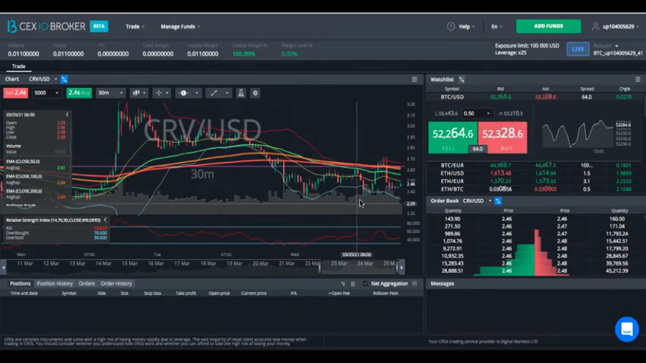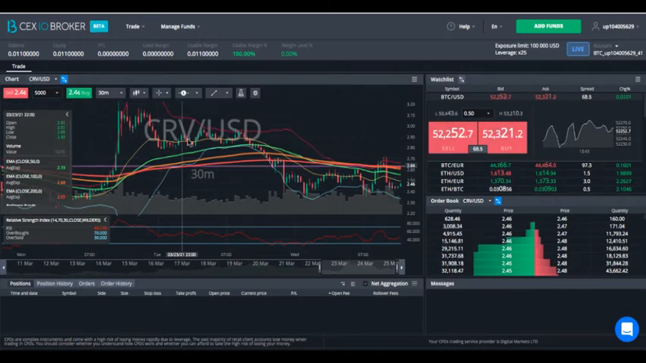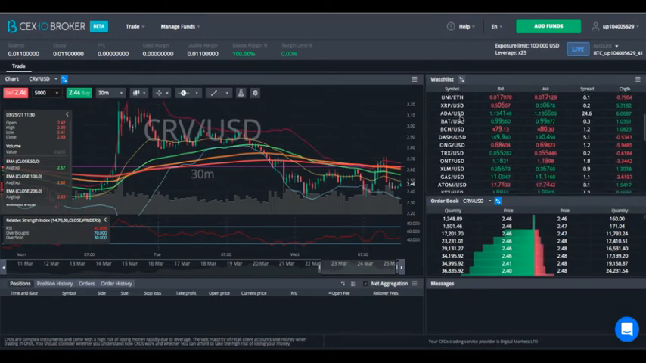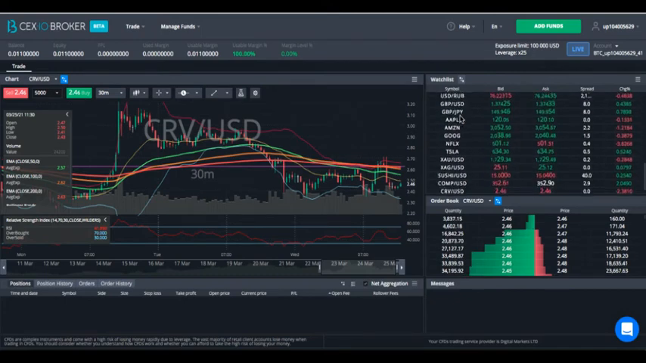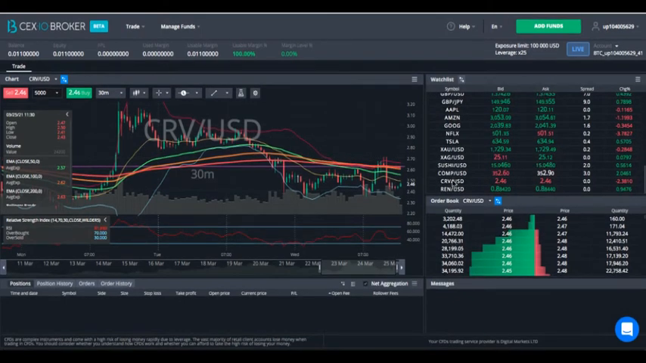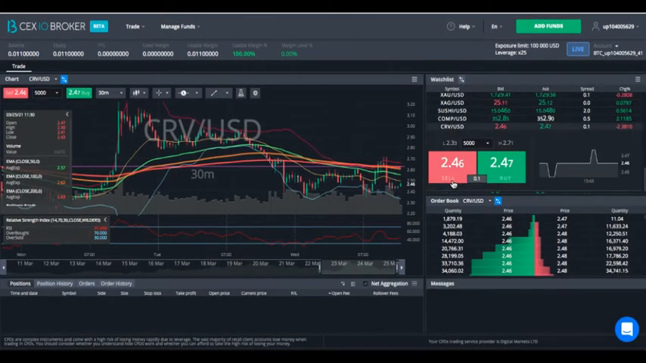Okay, and so here I am, and let's say I want to do a buy on Curve. So I've pulled up the chart, and now over here is actually where I have to execute my trades. So I also have to scroll down and find the currency that I want to trade. Here it is, Curve USD. So I click on that.